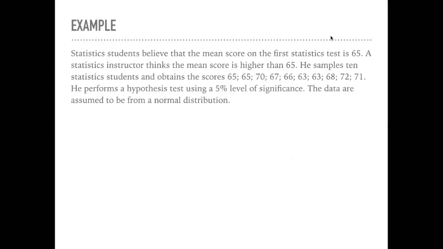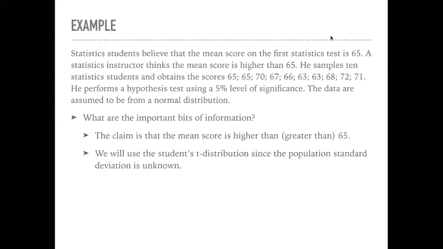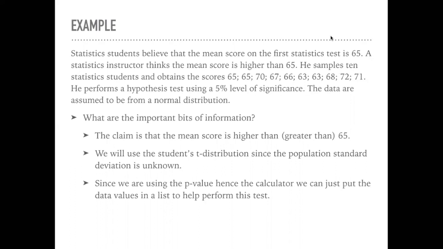Okay, let's run through our second example that we did, where we had our statistics students that believed the mean score on the test was a 65, and the instructor said, no, I think it's more. So what were our important bits of information? We claimed that the mean is higher than, greater than 65. And we said we're using the Student t distribution. And since we want the p-value, we're going to use our calculator.